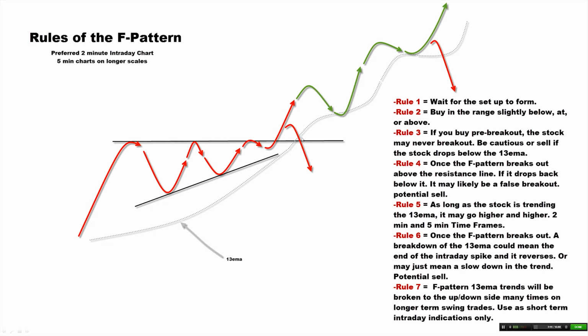Maybe this F pattern isn't going to break out, and we might actually see some kind of reversal here. So be following the 13 EMA. If it breaks down both the neckline and the 13 EMA, that's a potential sign that maybe it might be wise to play it safe and get out of this position. But on the other hand, that's not always the case. The market's volatile. Things are going to happen. Not every breakout's going to work out perfectly.